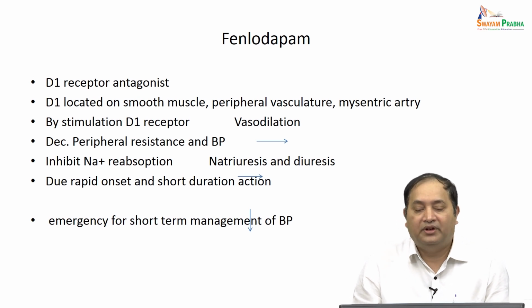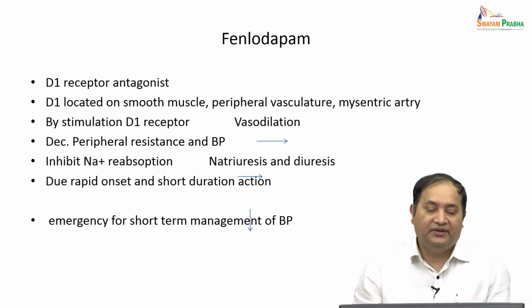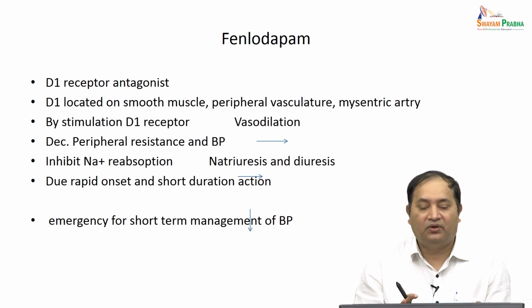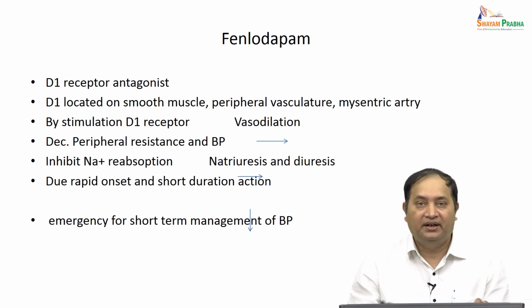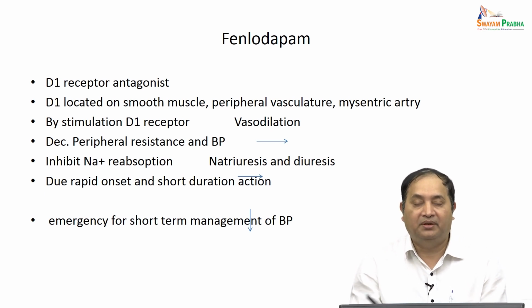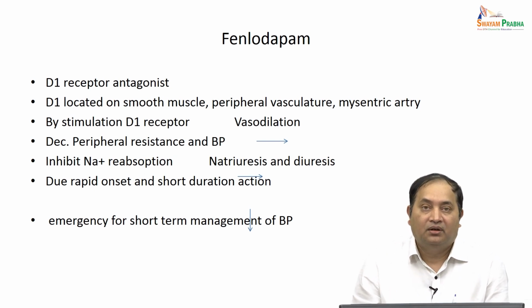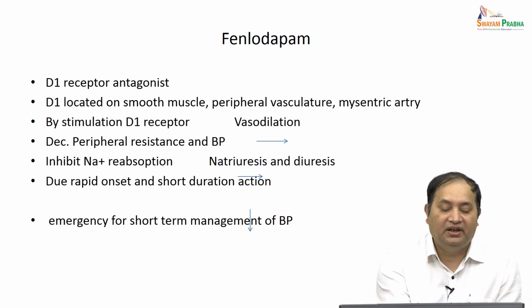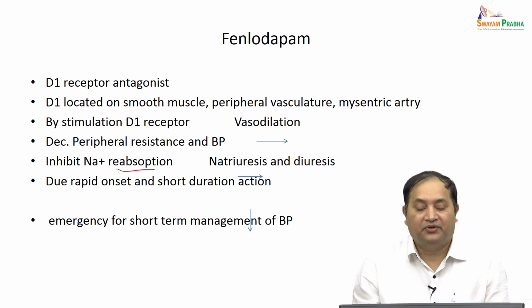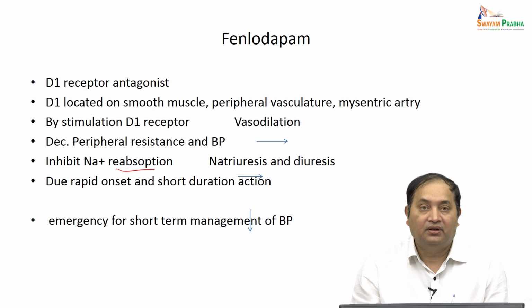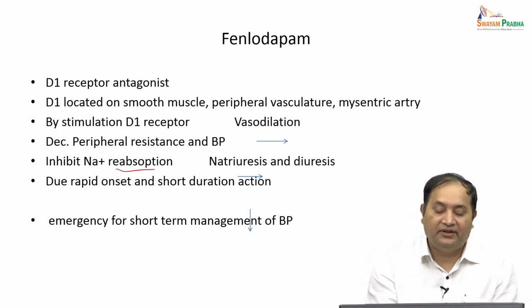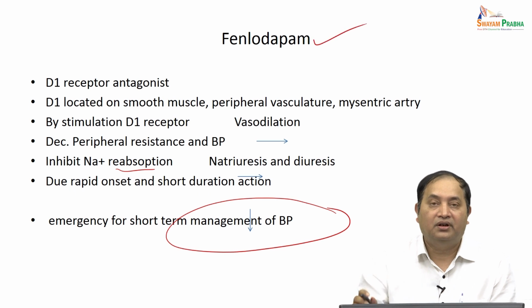Second drug is fenoldopam. It is a D1 receptor agonist, and if you look at the receptor locality of D1, it is mostly in smooth muscle, peripheral vasculature, or in the mesenteric area. So, by stimulating D1 receptors, it causes vasodilatation in the periphery. So, there is a decreased peripheral resistance. So, BP is normalized. At the same time, this drug also inhibits sodium reabsorption, because it causes natriuresis and diuresis. So, it has a rapid action, though a short duration of action, and in case of emergency you can select this drug for management of the patient.